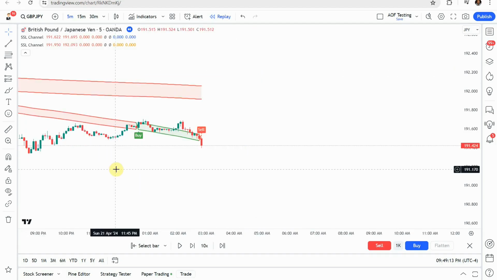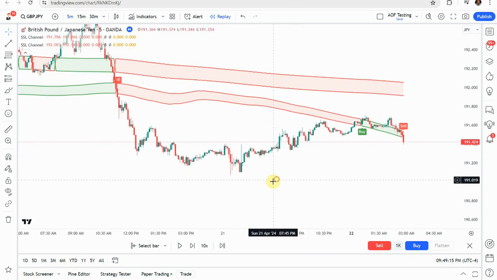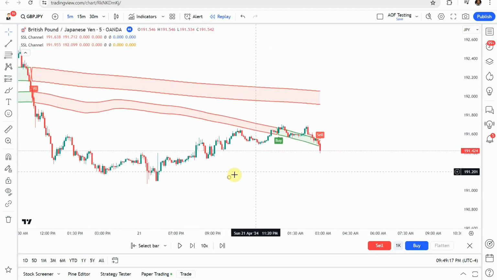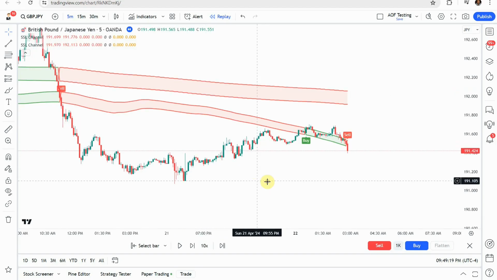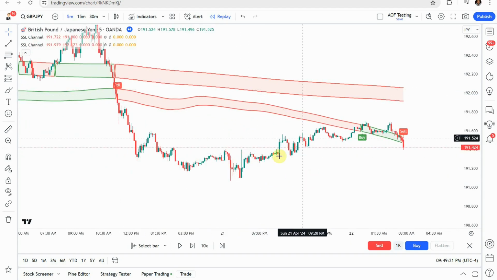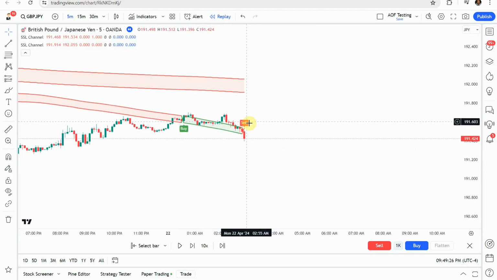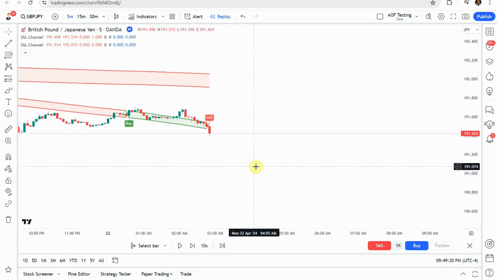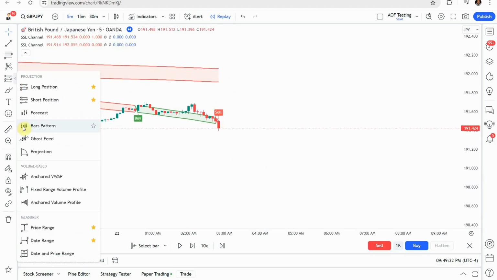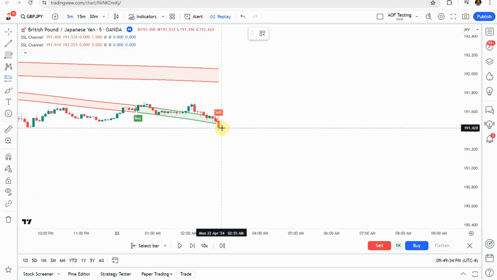Alright, and for a short trade, what we're looking for again is for the 5-minute SSL to be trading below the 15-minute. We want price action to also be trading below that 15-minute when we then pick up a sell signal like this right here. Once that sell signal appears, that's going to be our signal to enter into a short.